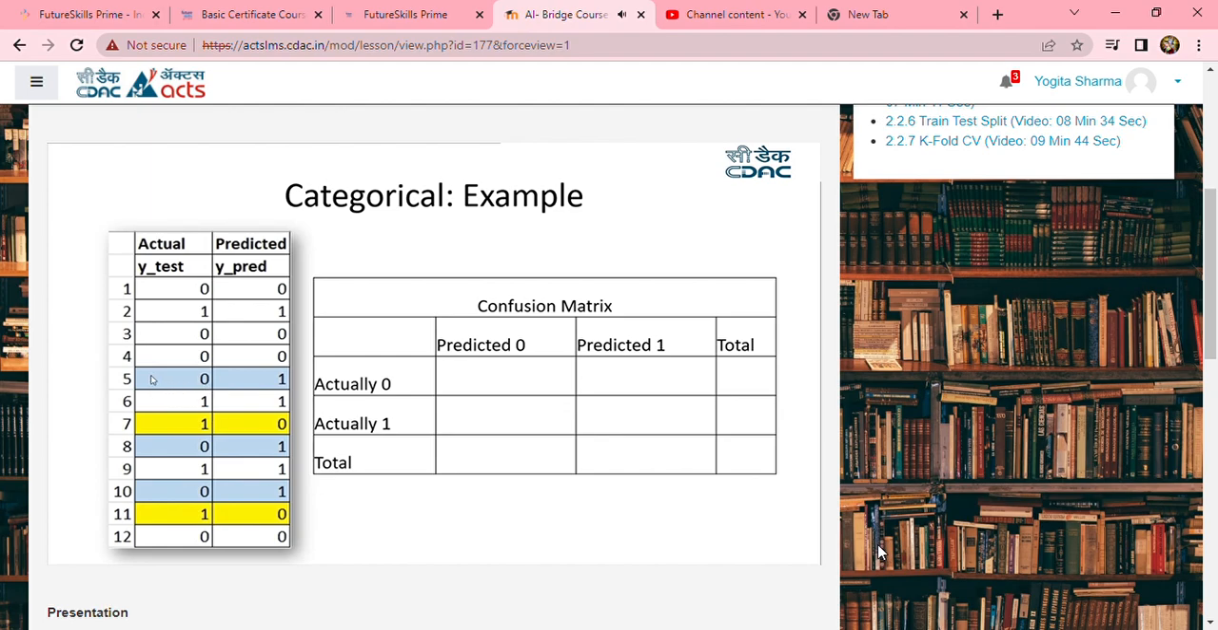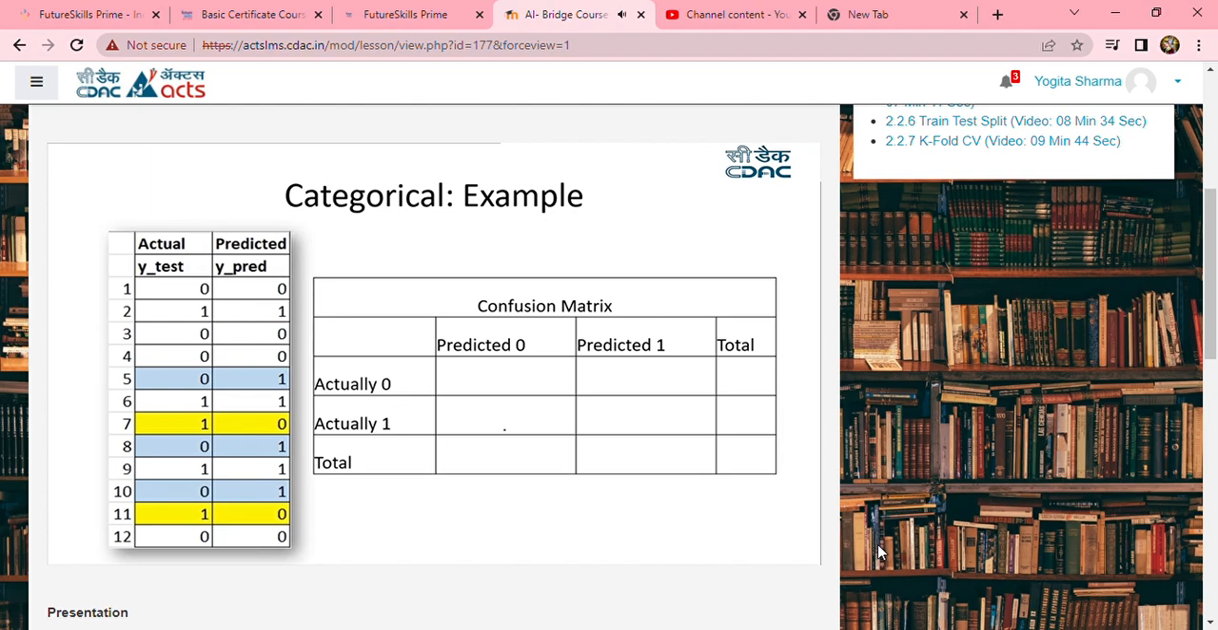For example, observation number 5, we see that it was actually 0, but it has been predicted by our algorithm as 1. Similar is the case with observations 8th and 10th. And the story with observations 7th and 11th is completely opposite. In this case, y_test is 1 and the prediction is 0. The following table, which is at the right, will be a summarization of the outcomes which we have got.